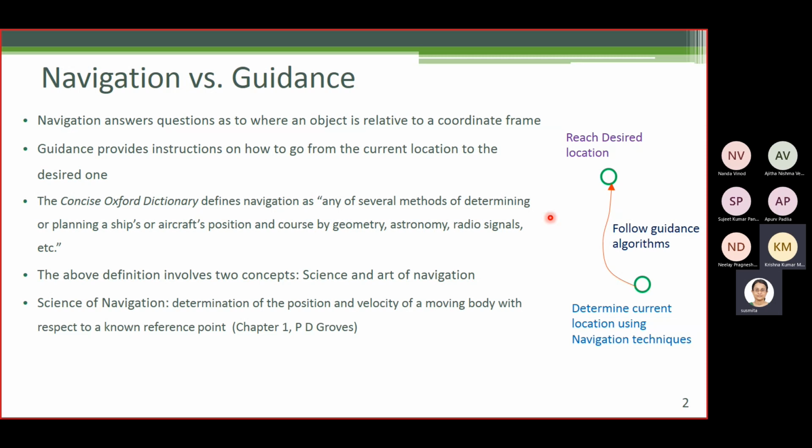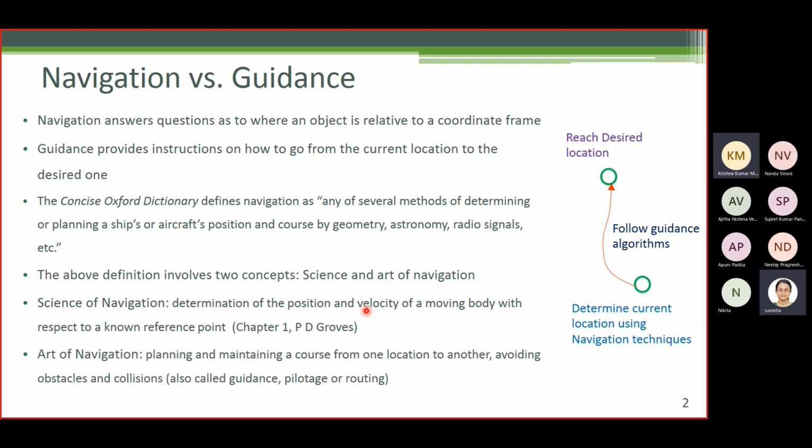The science of navigation involves determination of the position and velocity. It's not only position and velocity, there are other quantities also that we can determine, and you will see that later. For the time being, just consider position and velocity. So science of navigation involves determination of position and velocity of a moving body, not necessarily a moving body, it can be stationary also, of a body with respect to a known reference point. Okay, it is always with respect to some reference. So that is science of navigation.